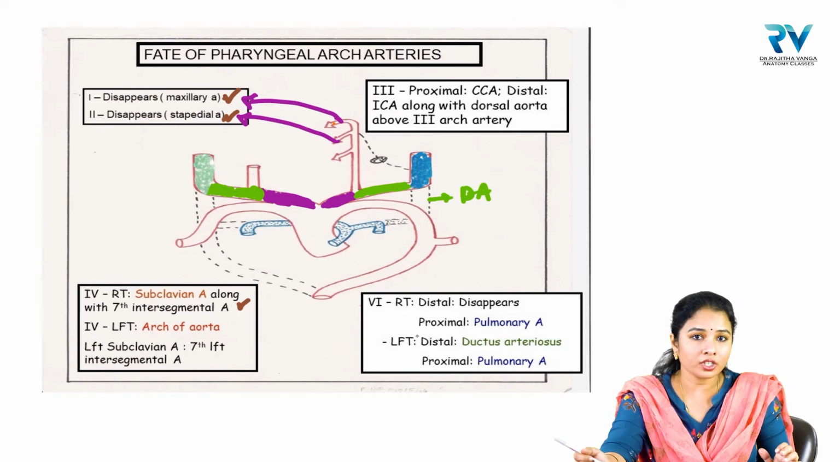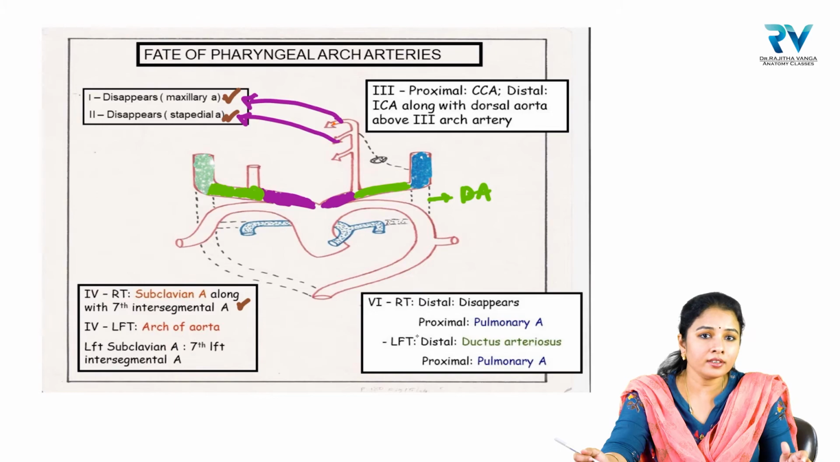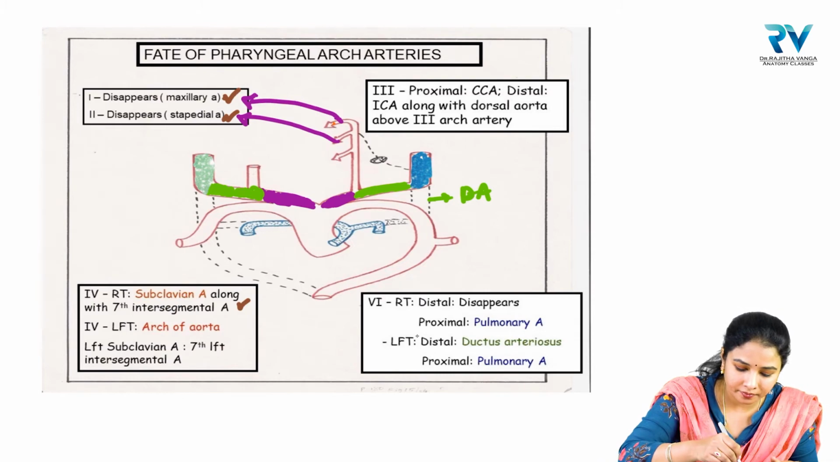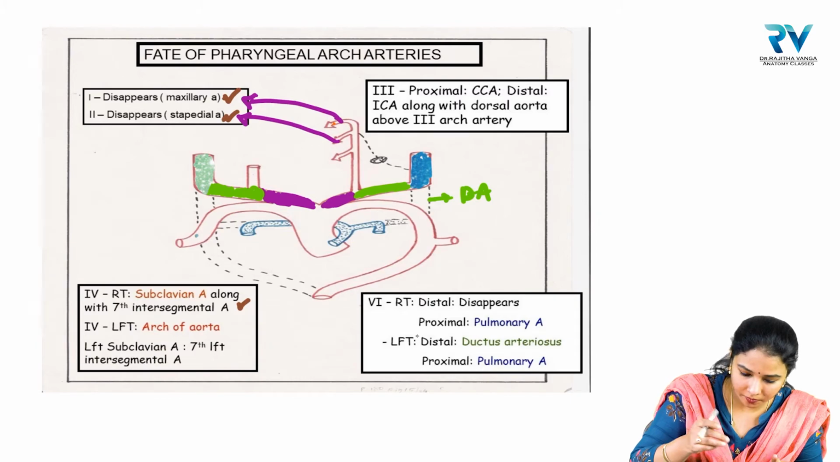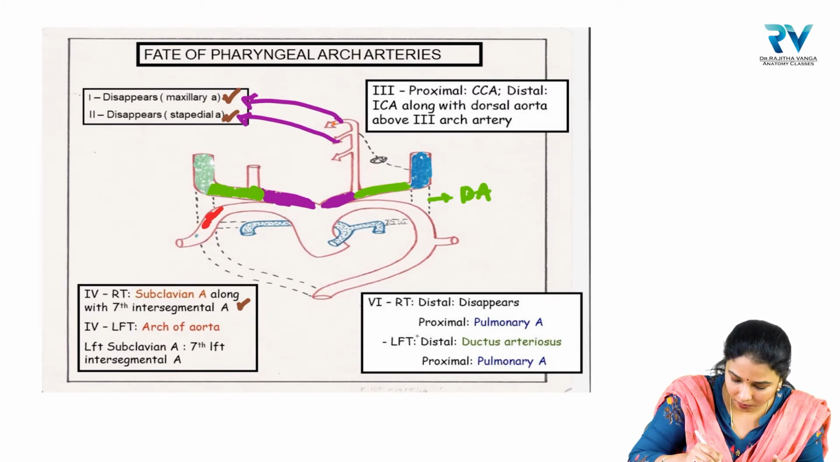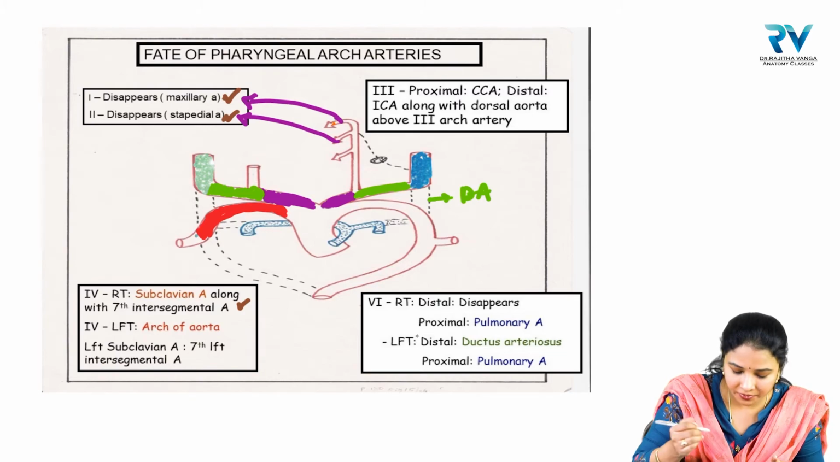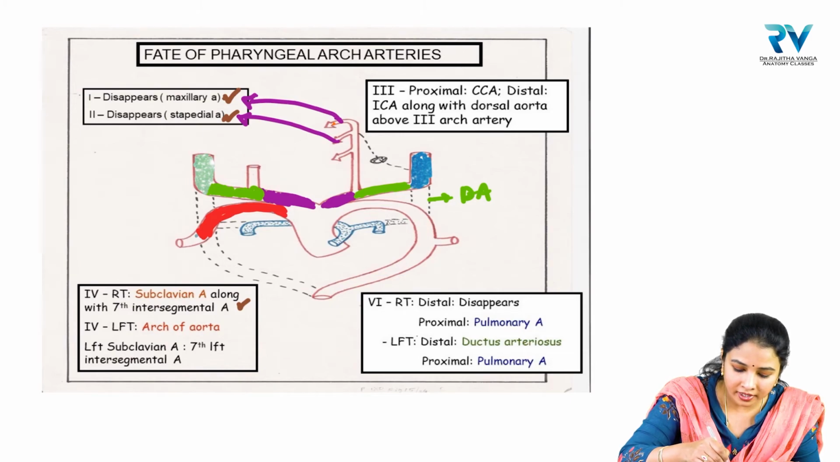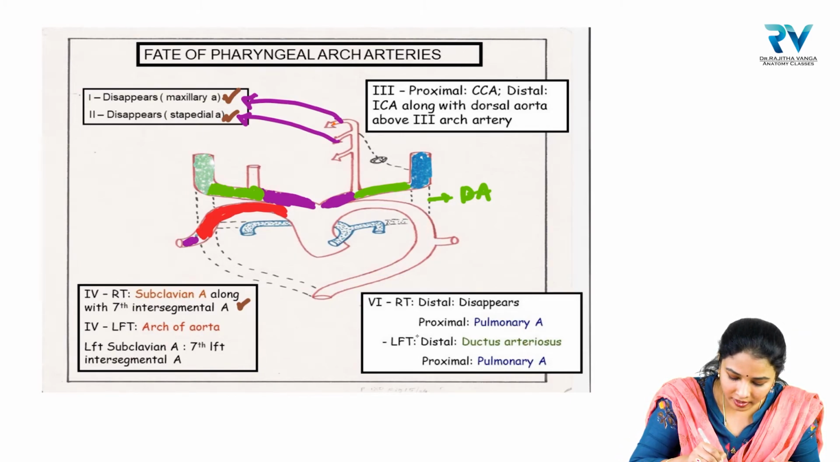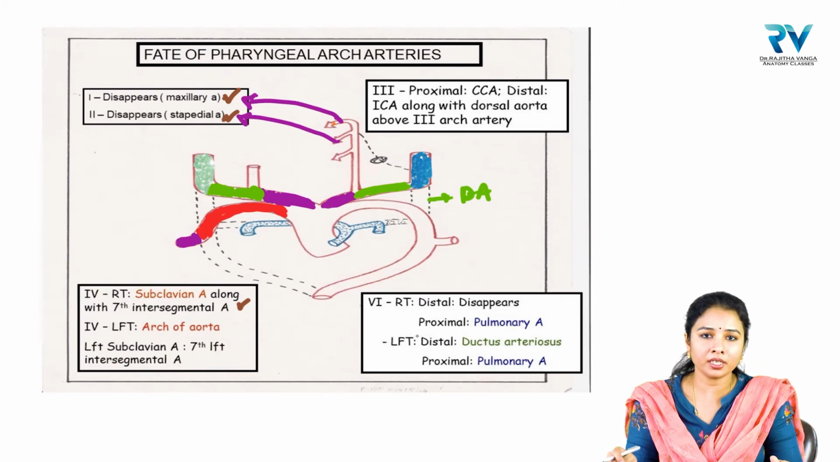Let's talk about the fourth arch arteries. On the right side, the fourth arch artery gives rise to the subclavian artery. So the proximal part of the subclavian artery is derived from the fourth arch artery, whereas the distal part of the subclavian artery on the right side is derived from the seventh intersegmental artery. So what I am shading is the seventh intersegmental artery.